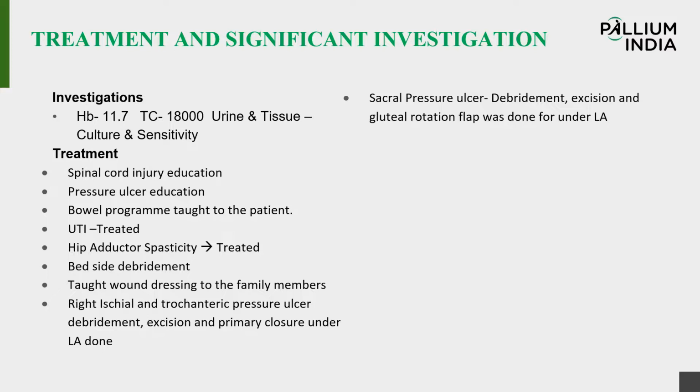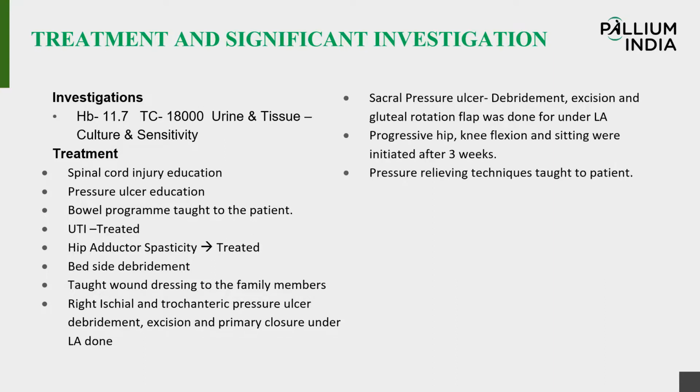And the pressure ulcer score was also good. We took her to OT, and we did right ischial and trochanteric pressure ulcer debridement, and primary closure was done. And for the sacral pressure ulcer, we did debridement, excision, and also a gluteal rotation flap under LA. For the gluteal rotation flap, we also took help of plastic surgeons.